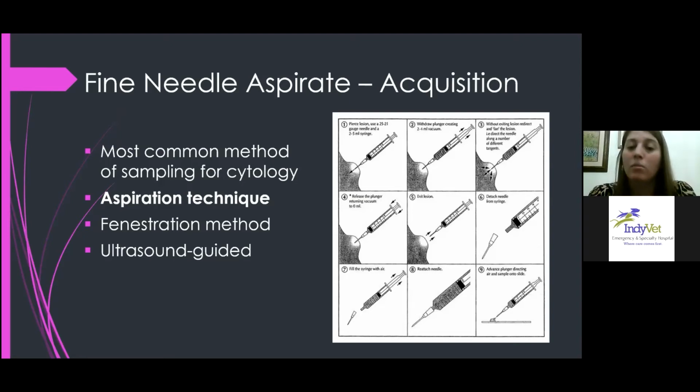You let the vacuum go out of the plunger, you exit the lesion, detach the needle from the syringe, fill the syringe with air, reattach the needle, and expel the contents on a slide. The fenestration method is very similar to this, only you just hold the needle by the hub itself. You don't attach the syringe. You just have the syringe waiting, filled with air on standby to connect it to your needle and expel the contents on the slide.